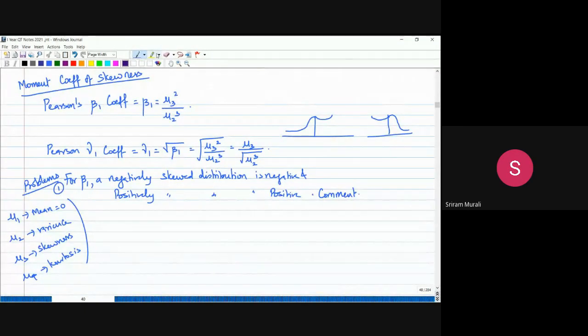Next, moment coefficient of skewness. Moment coefficient of skewness, beta 1 and beta 2, we studied yesterday first. Moment's coefficient of skewness beta 1 is equal to mu3 squared by mu2 cubed. The Pearson coefficient is the square root of beta 1. Mu1 is always 0, mu2 is variance, mu3 is skewness, mu4 is kurtosis, I taught this. Now a 2 mark question can come based on this. For beta 1, a negatively skewed distribution is negative, positively skewed distribution is positive. We are asking whether this is correct. He asks whether this is true. Okay, how do I answer this?